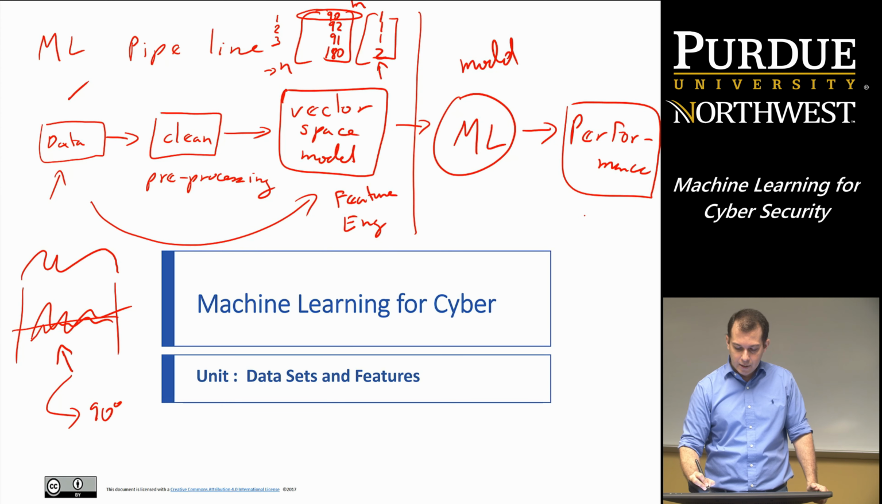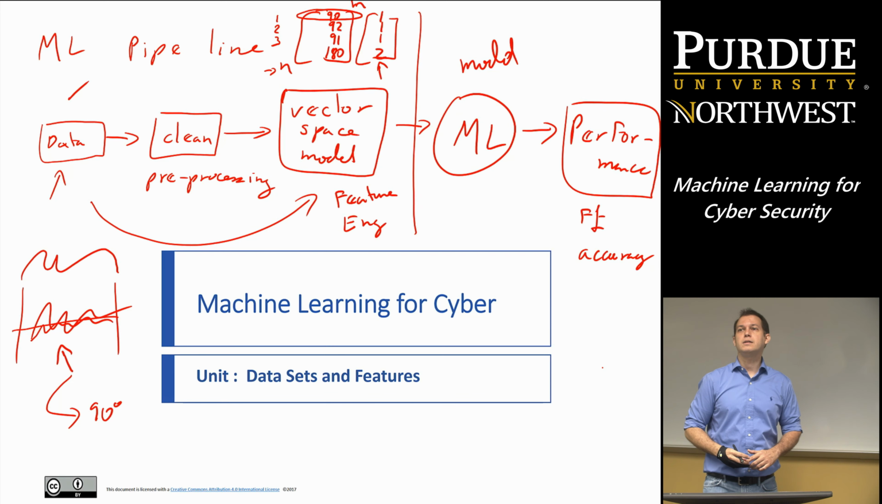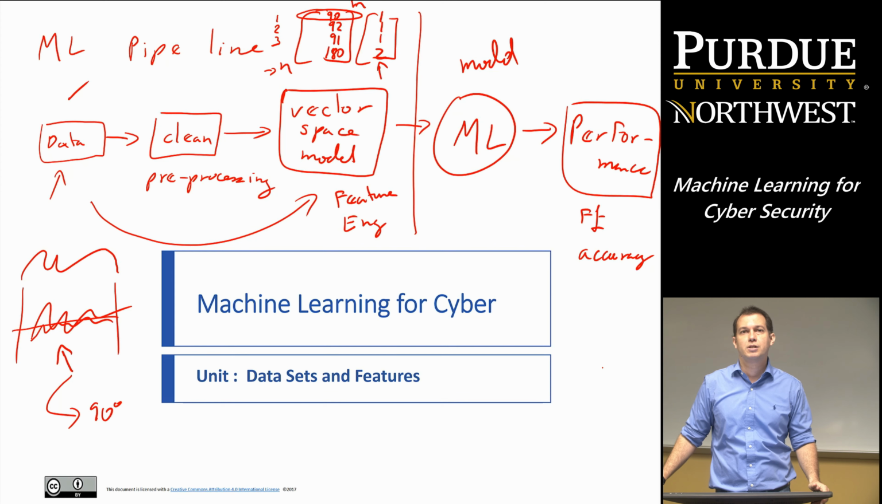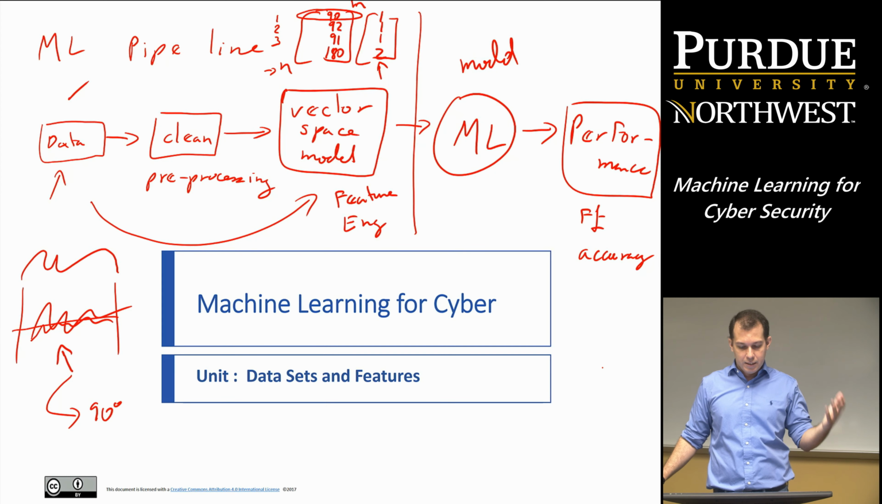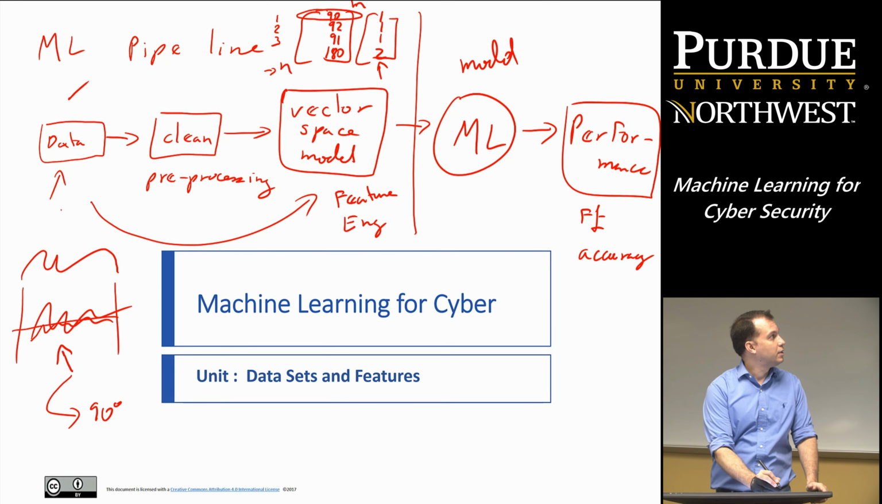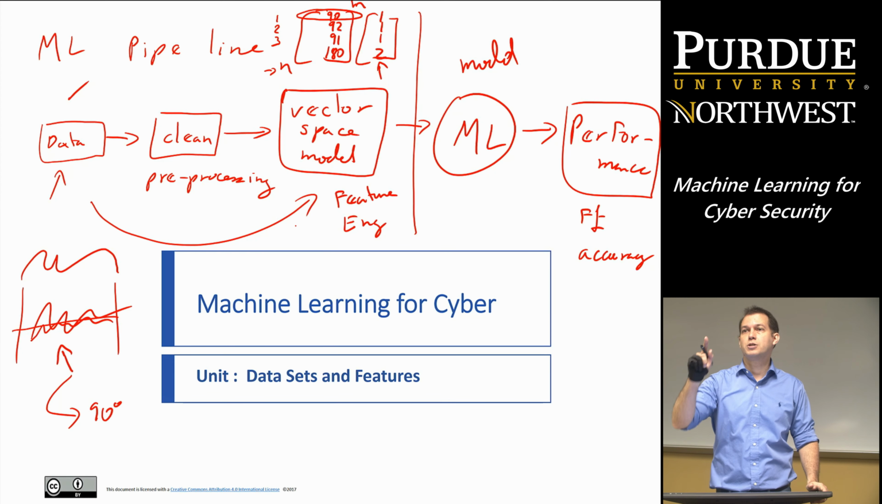So we're going to learn things like the F measure, F1 metric, or accuracy. All right? So this, in a nutshell, is machine learning. That's the machine learning pipeline, and this is the whole process. Today we're going to focus just on the very first part, getting to the vector space model. All right? Any other questions?